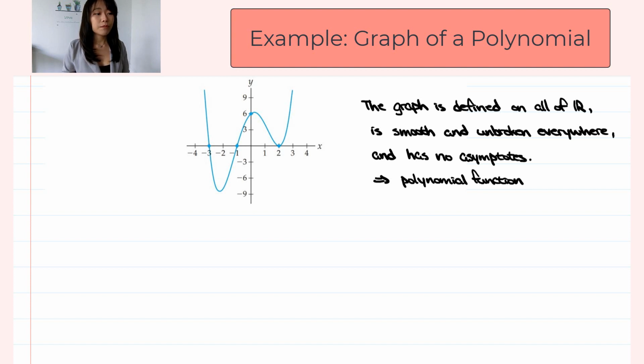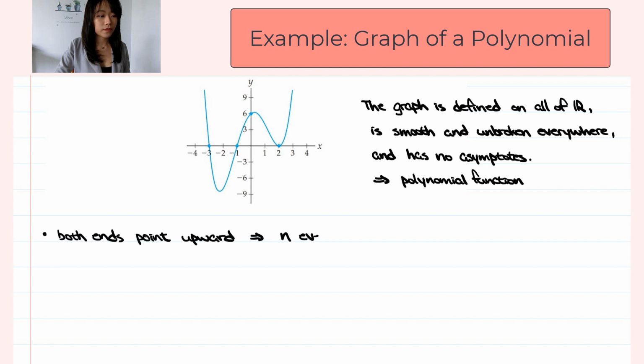We notice that both ends are pointing in the same direction, they both point upward. This polynomial function has an even degree. Furthermore, since the ends are pointing upward, the leading coefficient, a_n, is positive. Then we also notice that this graph has 3 roots, which means the degree of this function is at least 3.